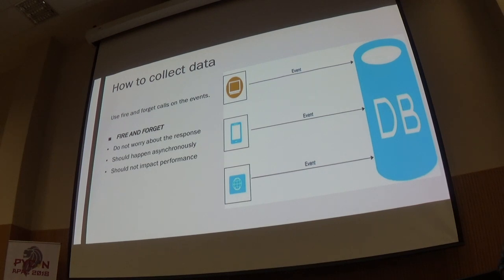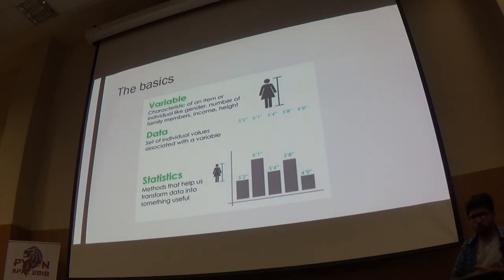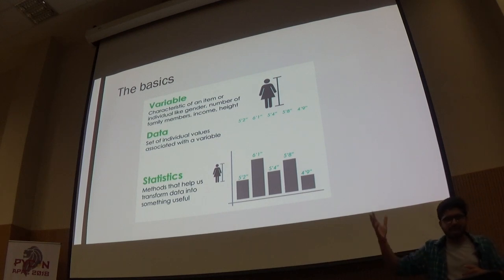So next is a little basics that we should know: what is a variable? It is a characteristic of an item or individual, like gender, number of family members, income, height, or anything.